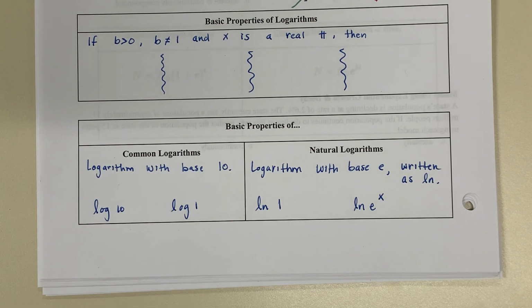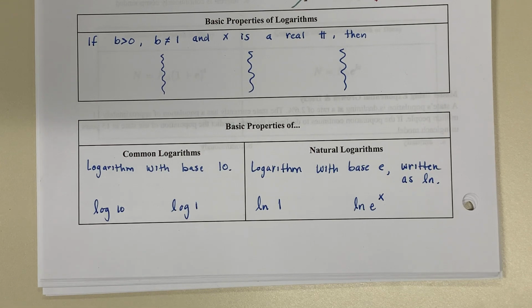The natural logarithm is a logarithm with base e. We write the natural log as ln, so ln of 1 is really log base e of 1, and the natural log of e to the x power is log base e of e to the x power.